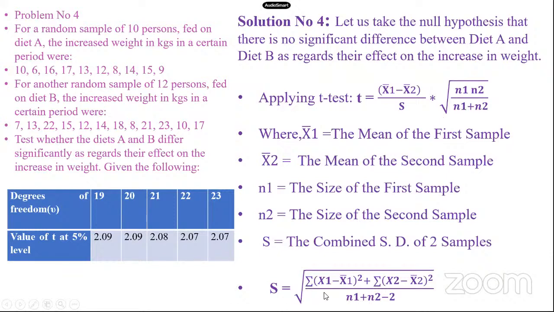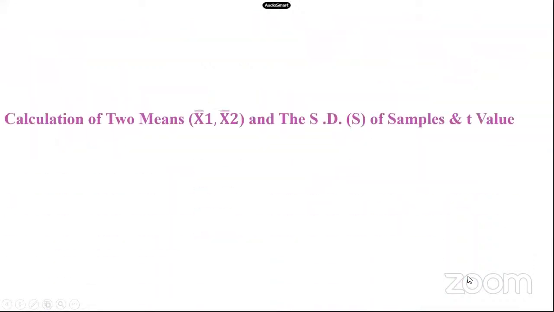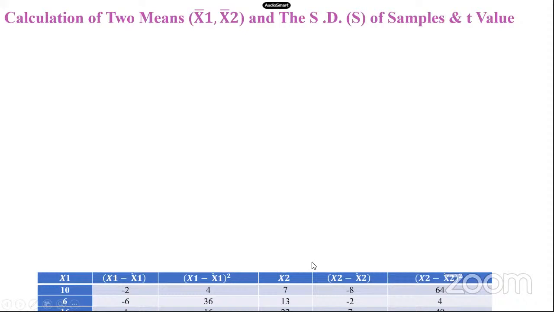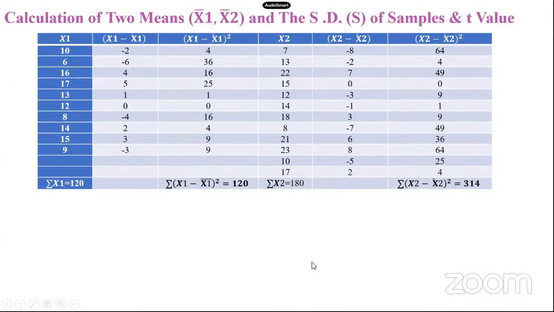Again, standard deviation are similar, which is earlier studied. Okay. Firstly, take the deviation square. Deviations from actual mean for first sample, then second, divided by N1 plus N2. Degrees of freedom is equal to N1 plus N2 minus 2. Now calculation of 2 means X1 bar, X2 bar. Then standard deviation, that is combined standard deviation, and lastly t value we need to calculate.